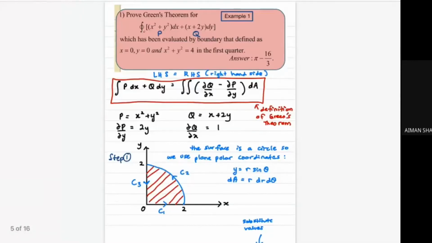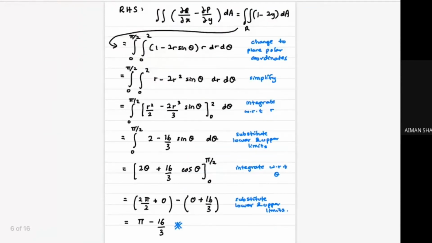Okay, this is the limit for r, 0 to 2. And the limit for theta is 90 degrees, so this is equal to pi over 2. This is how you get the limit. So now you want to solve this surface integral. Okay, simplify this. You get this value.